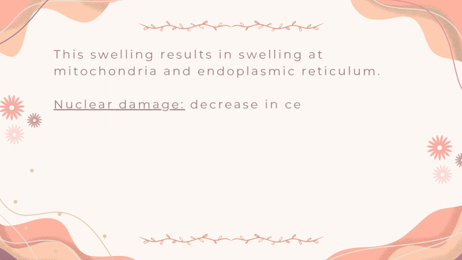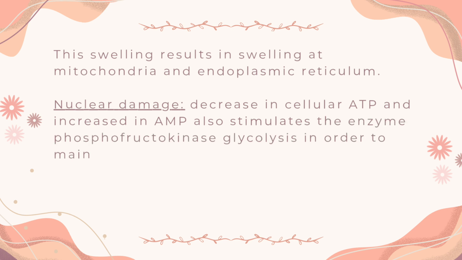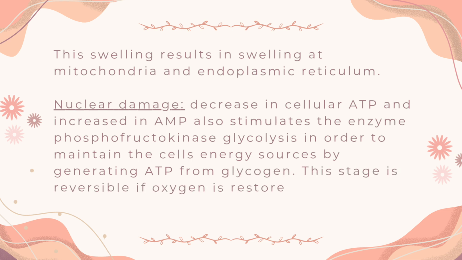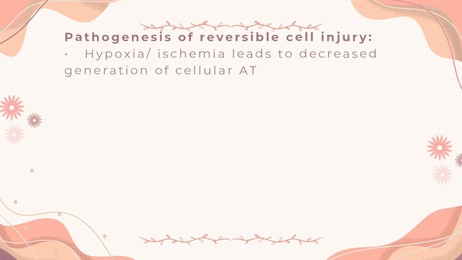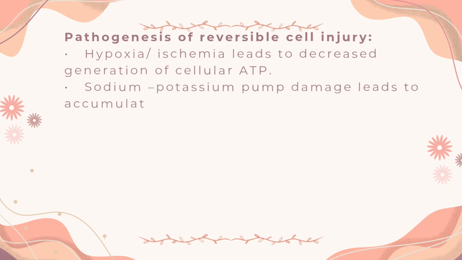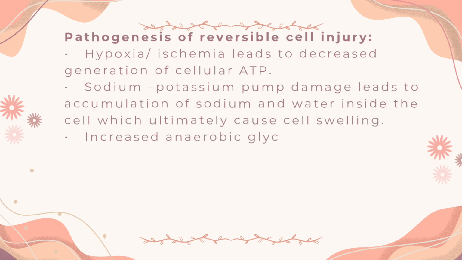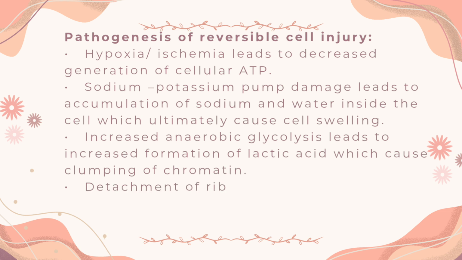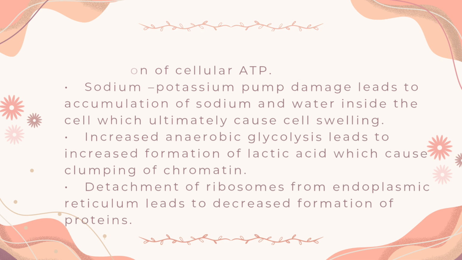Nuclear damage. Decrease in cellular ATP and increase in AMP also stimulates the enzyme phosphofructokinase, increasing glycolysis in order to maintain the cell's energy sources by generating ATP from glycogen. This stage is reversible if oxygen is restored. Pathogenesis of reversible cell injury. Hypoxia and ischemia lead to decreased generation of cellular ATP. Sodium-potassium pump damage leads to accumulation of sodium and water inside the cell, which ultimately causes cell swelling. Increased anaerobic glycolysis leads to increased formation of lactic acid, which causes clumping of chromatin. Detachment of ribosomes from the endoplasmic reticulum leads to decreased formation of proteins.